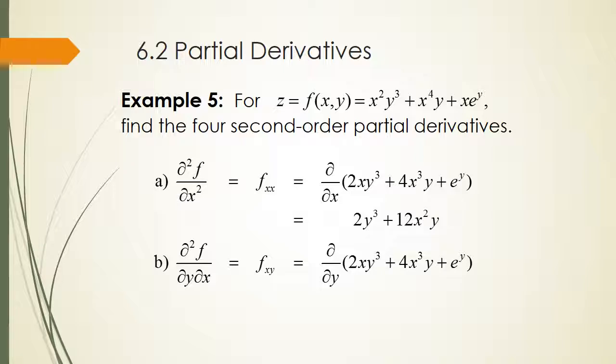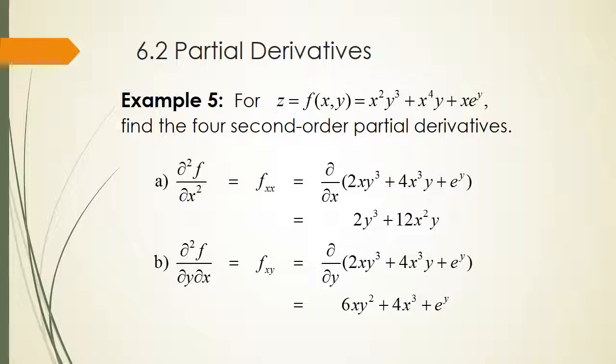Again, first derivative with respect to x is 2xy to the third plus 4x to the third y plus e to the y. Same thing we got before, but now we're going to take the derivative of that with respect to y. So, in other words, x is going to be considered your constant. And that's going to look like 6xy squared plus 4x to the third plus e to the y.